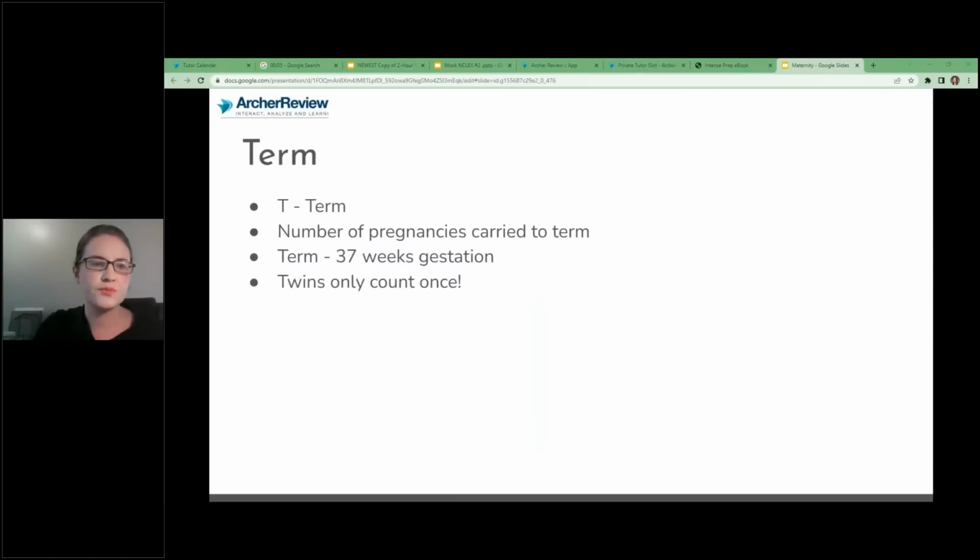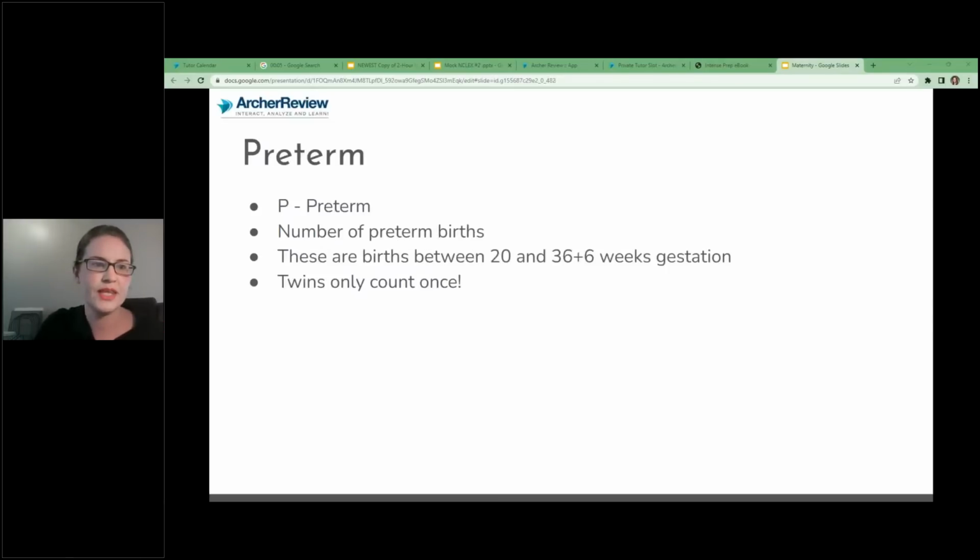Next, we have term. Our T stands for term. This is the total number of pregnancies that were carried to term. And remember, what is term? Term is 37 weeks or beyond. Full term is 40 weeks. But remember, at 37 weeks, that's when all the organs are fully developed. So we really want them to make it to 37 weeks if possible. And remember, twins only count once here. Two babies, one pregnancy.